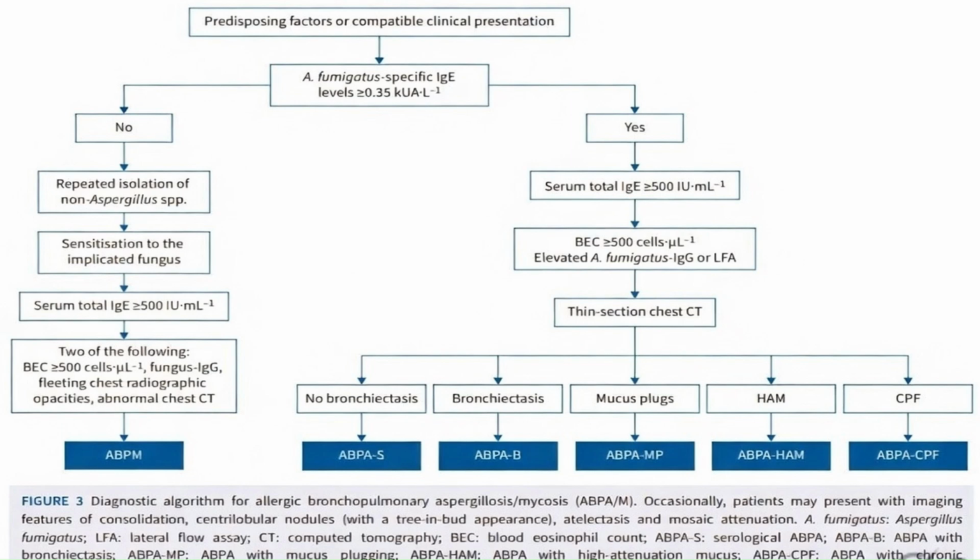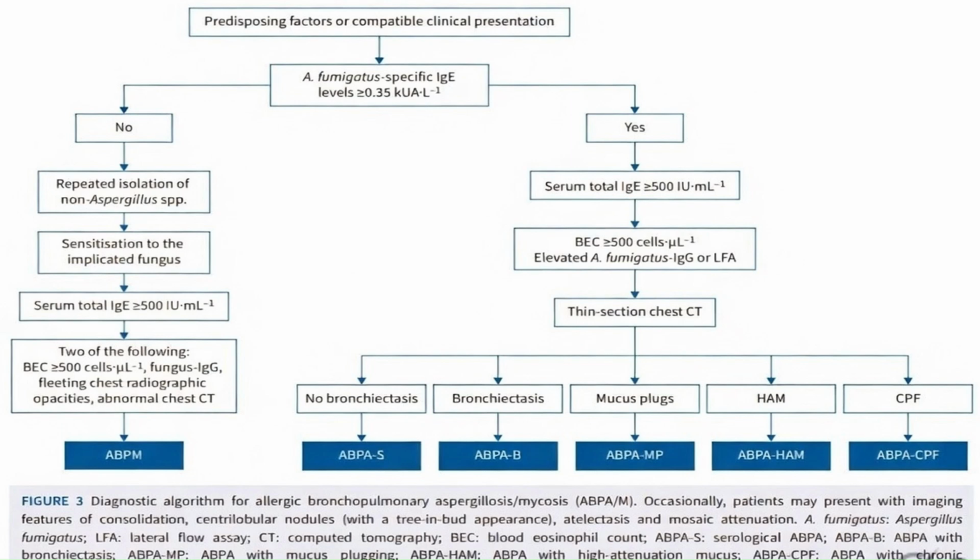Now, if Aspergillus specific IgE is positive, the next step is measurement of serum total IgE with a threshold of 500 or higher. This is followed by evaluation for blood eosinophilia of at least 500 and elevated Aspergillus fumigatus specific IgG or detection by lateral flow assay. Subsequently, thin section HRCT is performed to identify characteristic radiological features.